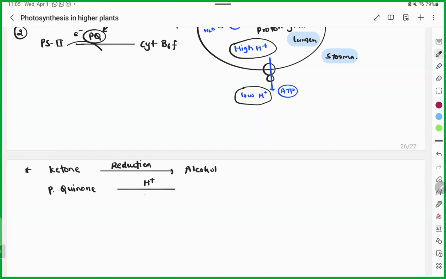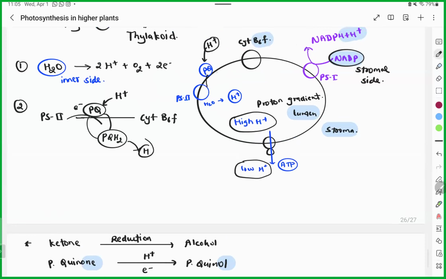So when it accepts hydrogen and electron, it will be plastoquinol, secondary alcohol from ketone. Yes, sir. So it will convert into plastoquinol. When it again converts into plastoquinone, hydrogen will be produced inside, correct? Here actually the same thing is happening. It is plastoquinol. When it again converts into this, hydrogen will be produced inside and the electron is passed further.